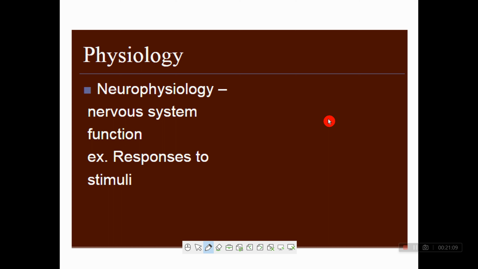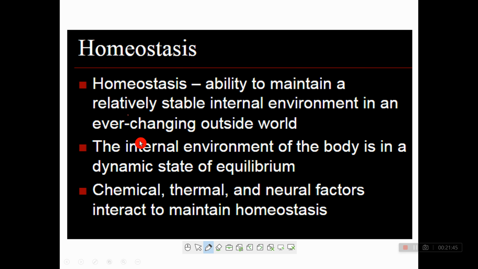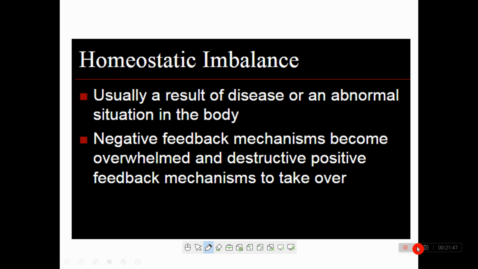Next one is neurophysiology. Neurophysiology is related to the nervous system, how the brain of any person performs its function. It performs control and coordination and provides responses to stimuli. How these responses are carried out in any organism, in any human being, comes under the branch of neurophysiology. Next one is, there are different systems of the human body.